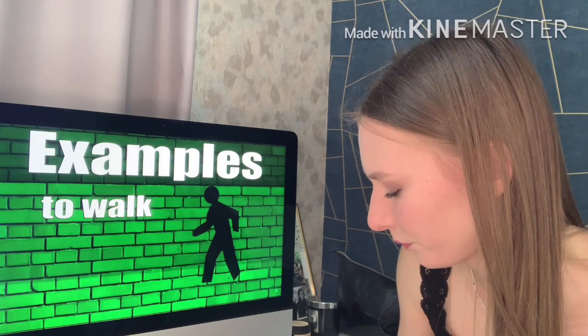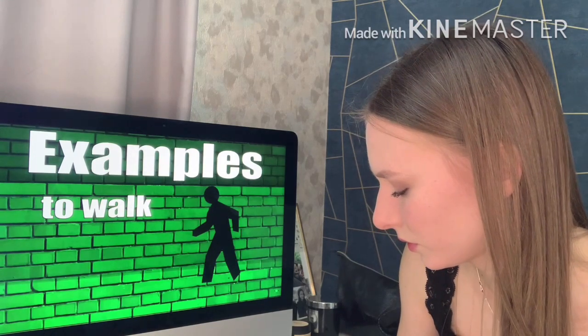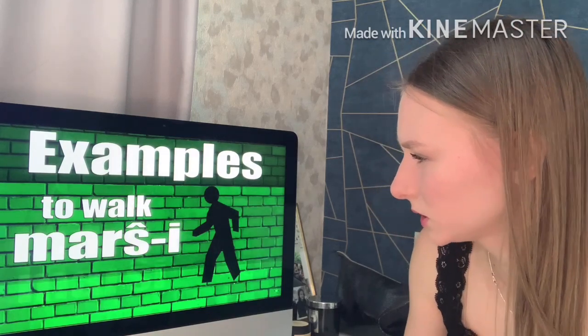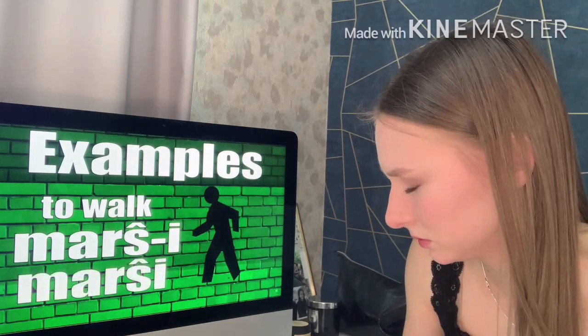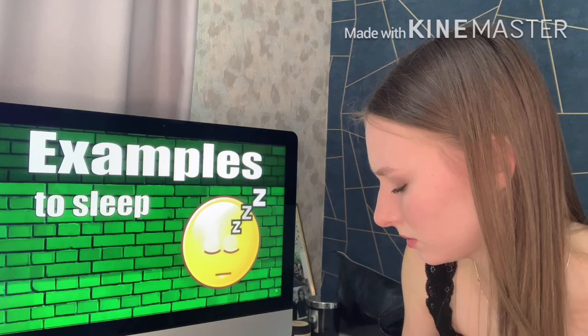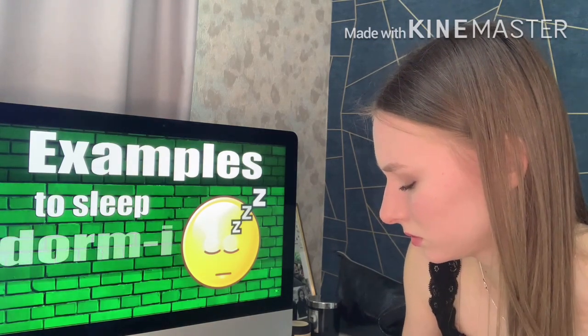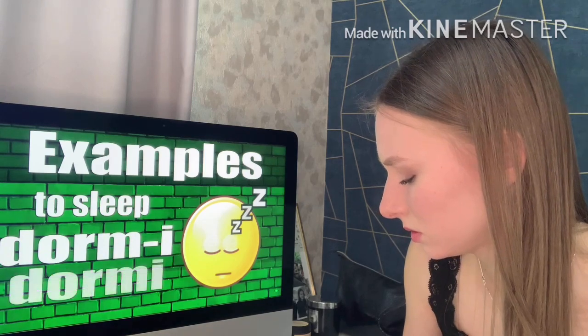Another infinitive is to walk. In Esperanto, this uses marŝ plus i, so it's marŝi. One more example is to sleep. This is dorm plus i, dormi.